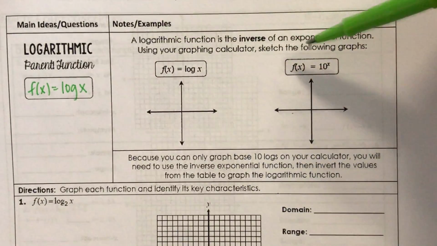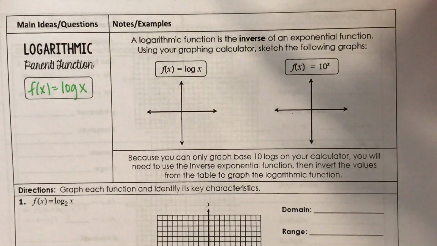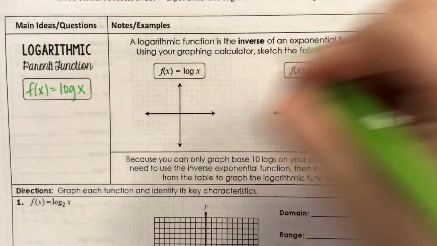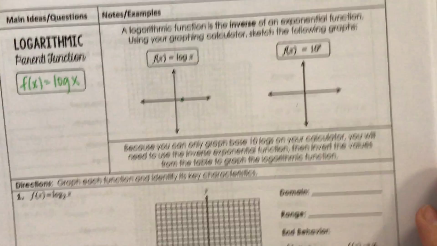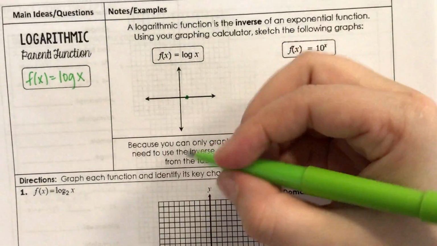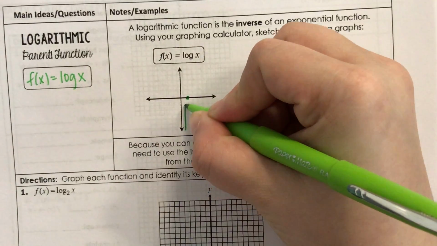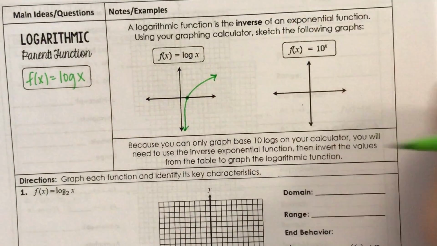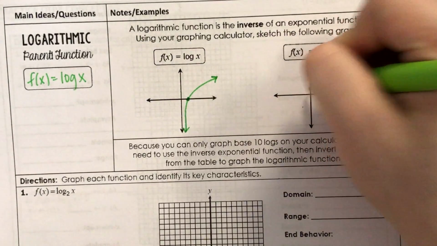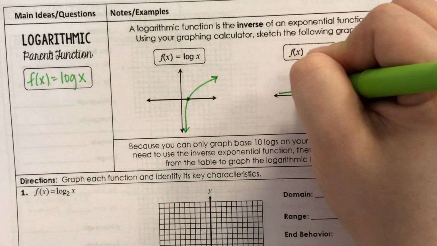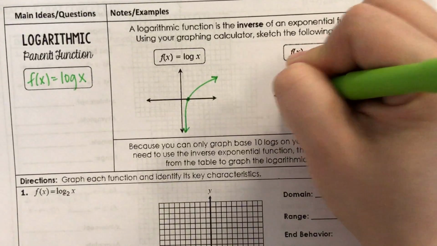Using your graphing calculator, sketch the following graphs. I'm just going to sketch this for you, okay? Here's what the logarithmic function looks like. This is 1. It intercepts the x-axis at 1, and it looks like this, okay? And then we all know what an exponential function looks like. We just started graphing them. They start down here and they get exponentially bigger.